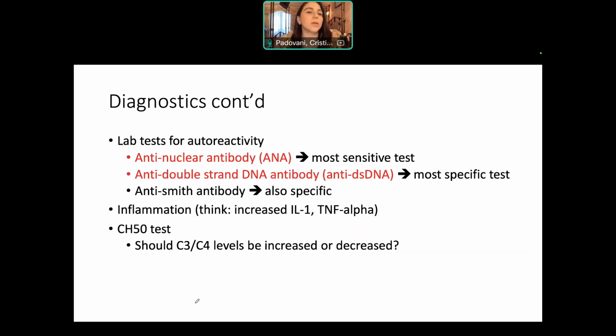Diagnostics. So what are you going to look for? You want to do lab tests for autoreactivity. Everyone that has lupus will get an ANA. So this is the most sensitive test.